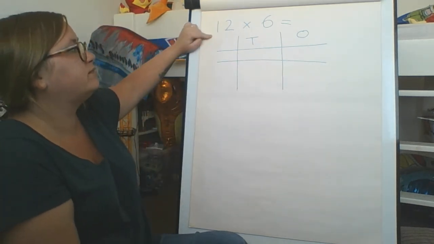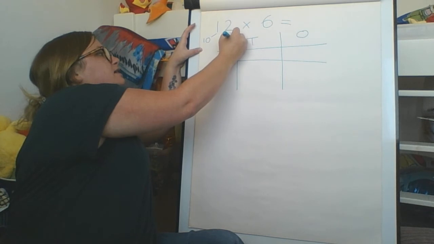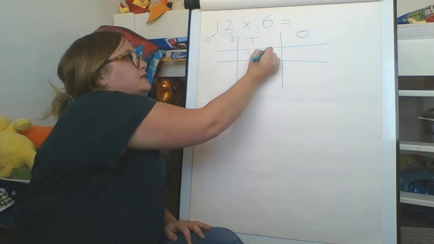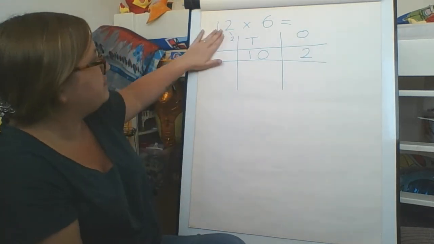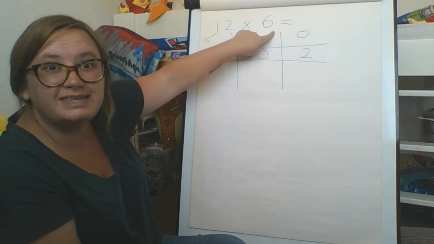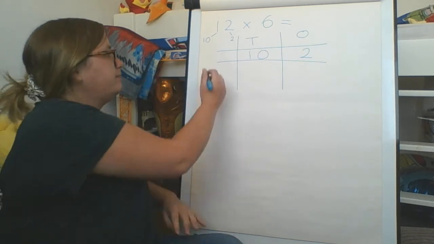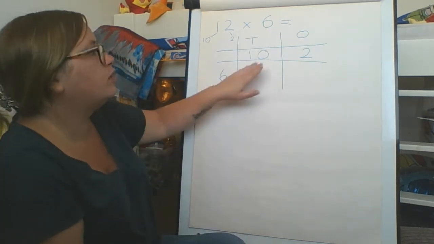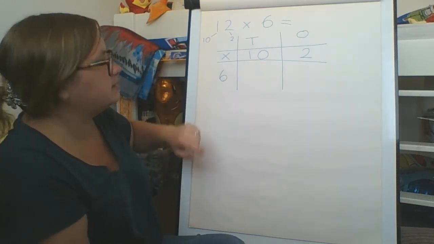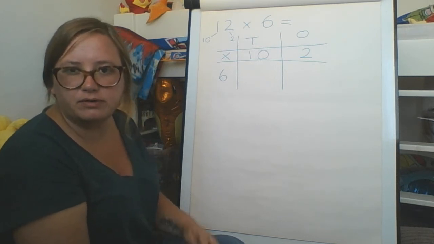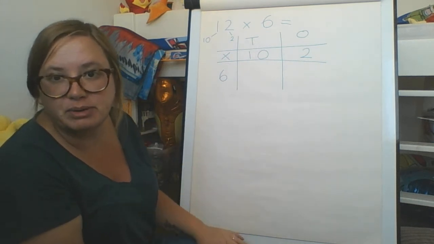So I need to look at the number 12. Okay, so number 12 has got 1 ten and a 2. So I'm going to put 10 in here, 2 in there. That's that first number. And then the number that you're multiplying by, the single digit, is going to go in here. So I've got 12 at the top times 6. Your grown-ups might have to help you with laying out your grid to begin with, but as it becomes more familiar, then you'll be able to do it all by yourselves.